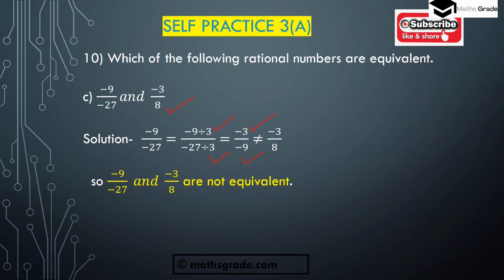So we get minus 3 divided by minus 9, which is not equal to the second rational number minus 3 divided by 8. So both rational numbers minus 9 divided by minus 27 and minus 3 divided by 8 are not equivalent.